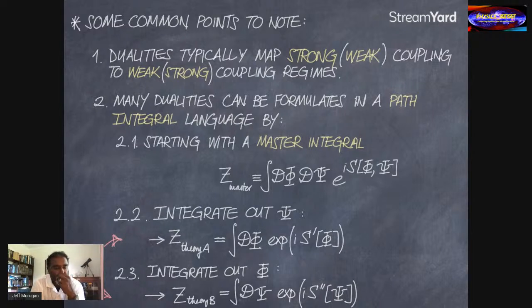So some common points that are worth noting here is, one, dualities are relationships that typically link one theory at strong coupling to another theory at weak coupling, and vice versa. So where it maps a strong coupling theory to a weak coupling theory, it also maps the weak coupling version of the theory to the strong coupling version. So let me expand on this a little bit and tell you what I mean.